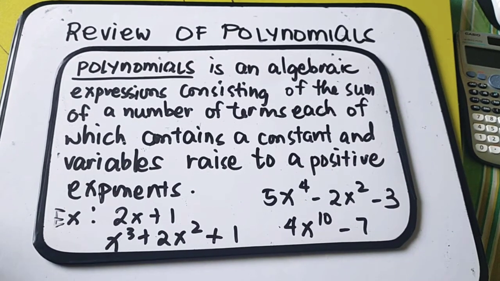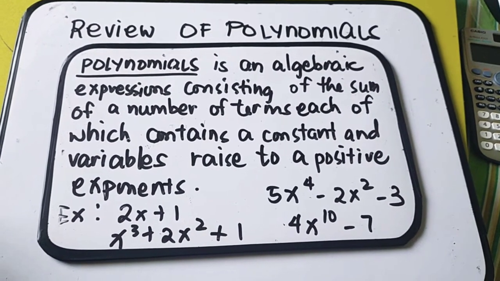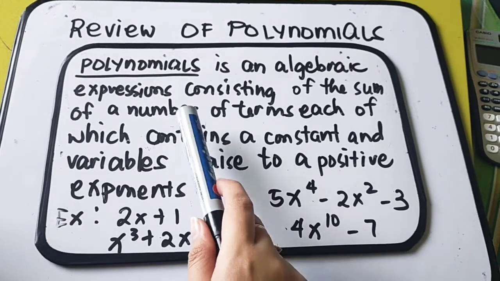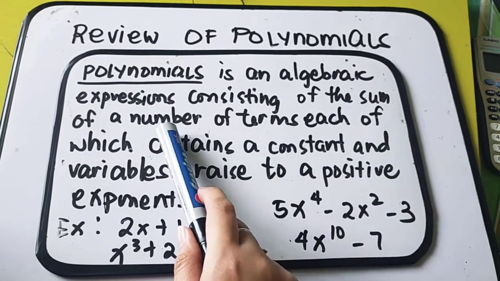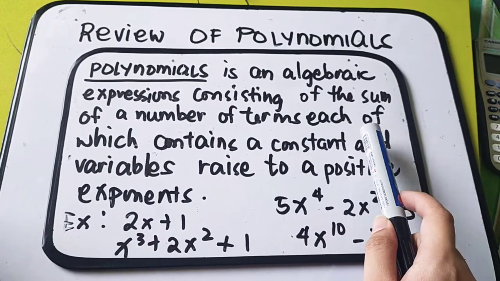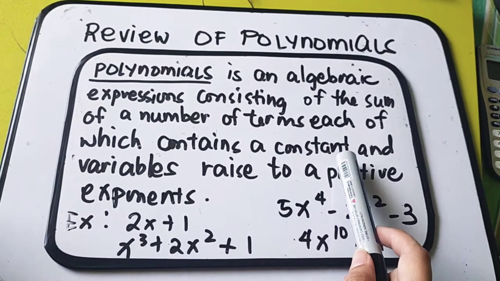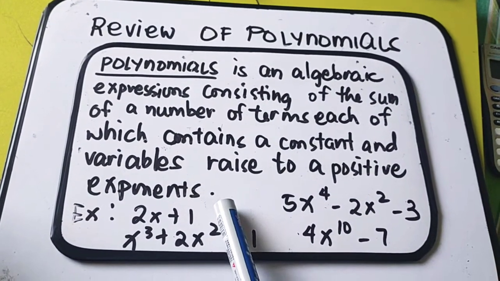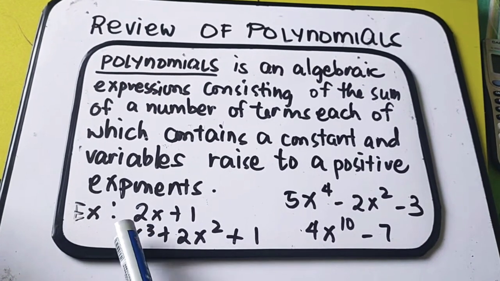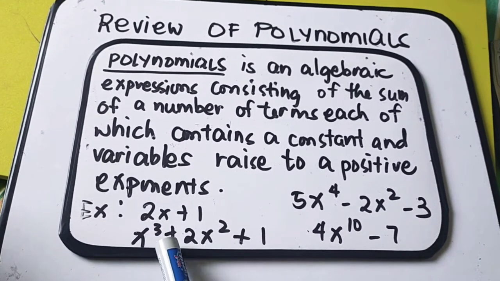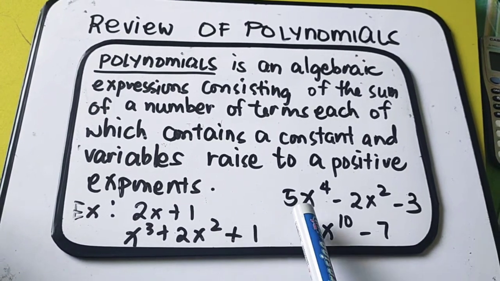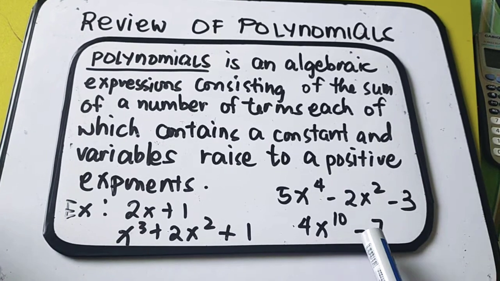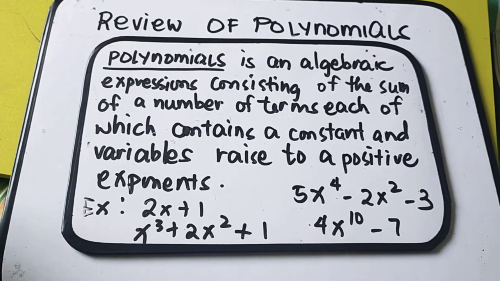So let's have a review of polynomials. When you say polynomial, it is an algebraic expression consisting of the sum of a number of terms, each of which contains a constant and variables raised to positive exponents. Okay, so here are the examples. We have 2x plus 1, x cubed plus 2x squared plus 1, 5x raised to 4 minus 2x squared minus 3, then 4x raised to 10 minus 7, and more examples.